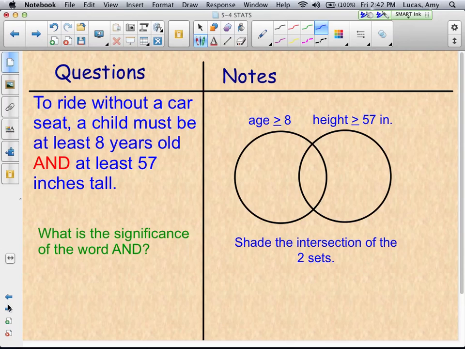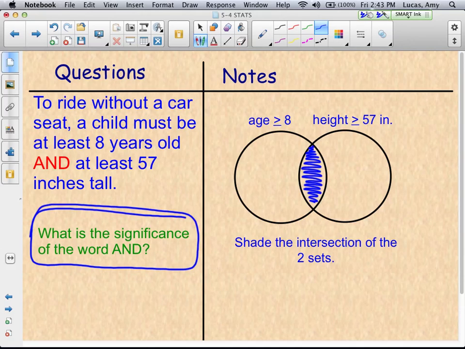In my Venn diagram, the circle on the left shows the children that have an age greater than or equal to 8 years old. The circle on the right says height is greater than or equal to 57 inches. Down below it says shade the intersection of the two sets. If I shade the intersection piece, just like we did on your vocab, you should be able to answer the question, what is the significance of the word and?